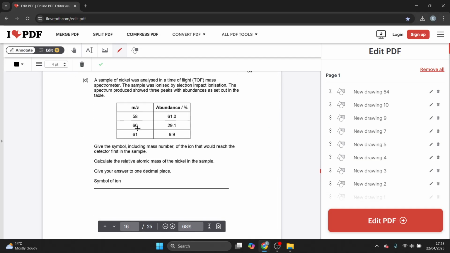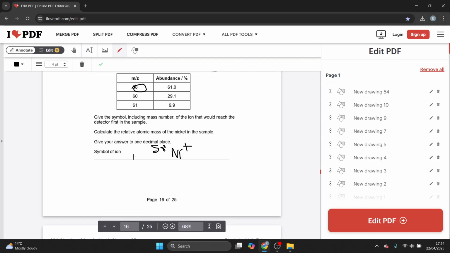Give a symbol, including mass number, of the iron that reaches the detector first. It's nickel. It's electron impact. In electron impact, the sample is vaporized and pushed through a nozzle at high voltage. Each particle gains an electron, so it's going to be a plus ion. Nickel 58, that's the lowest m/z value, so 58Ni+.